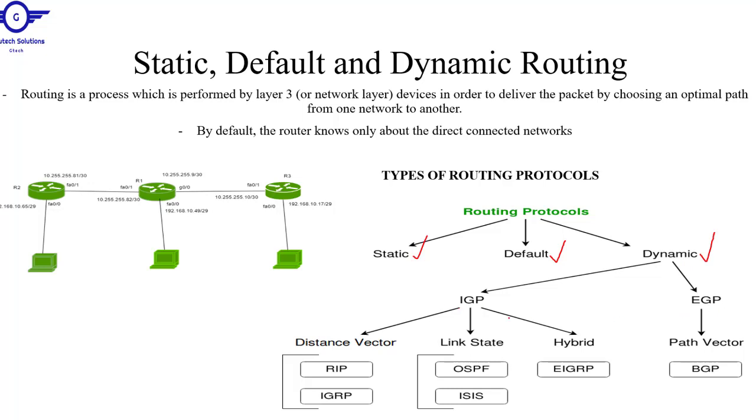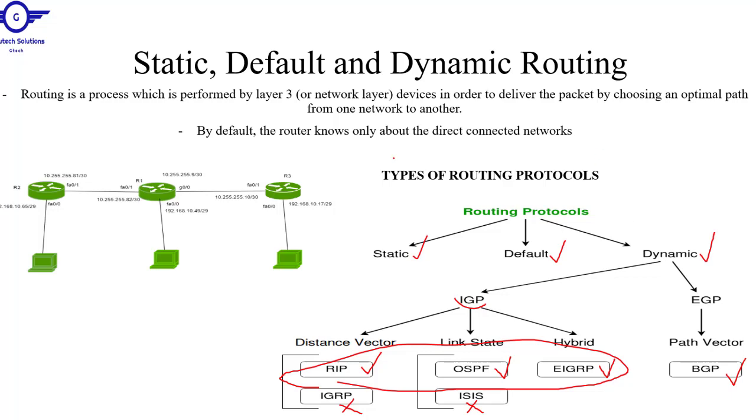Under dynamic we have IGP and EGP. IGP stands for Interior Gateway Protocol, while EGP stands for Exterior Gateway Protocol. Under IGP we are going to discuss RIP, which is a distance vector protocol. We are also going to understand OSPF and EIGRP. These are the three that we're going to configure under IGP, because they are the most widely used routing protocols. We're not going to configure the others. And under EGP, we're going to configure BGP, which is very, very important.